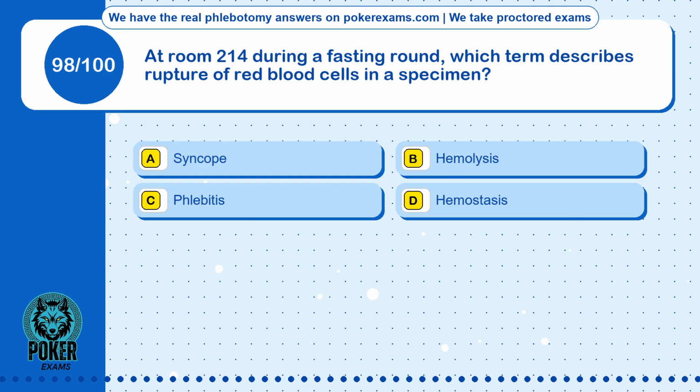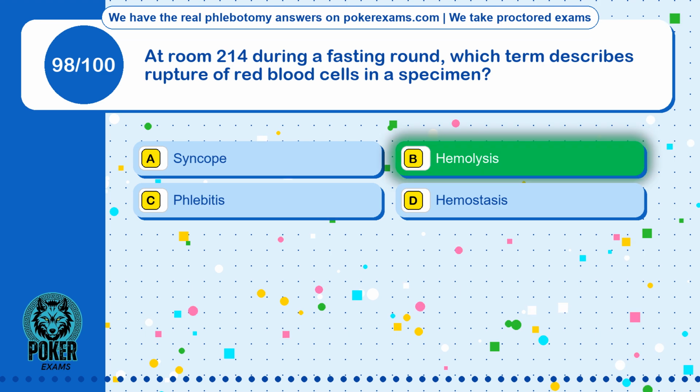Question 98. At room 214 during a fasting round, which term describes rupture of red blood cells in a specimen? Option A, syncope. Option B, hemolysis. Option C, phlebitis. Option D, hemostasis. The correct answer is option B.